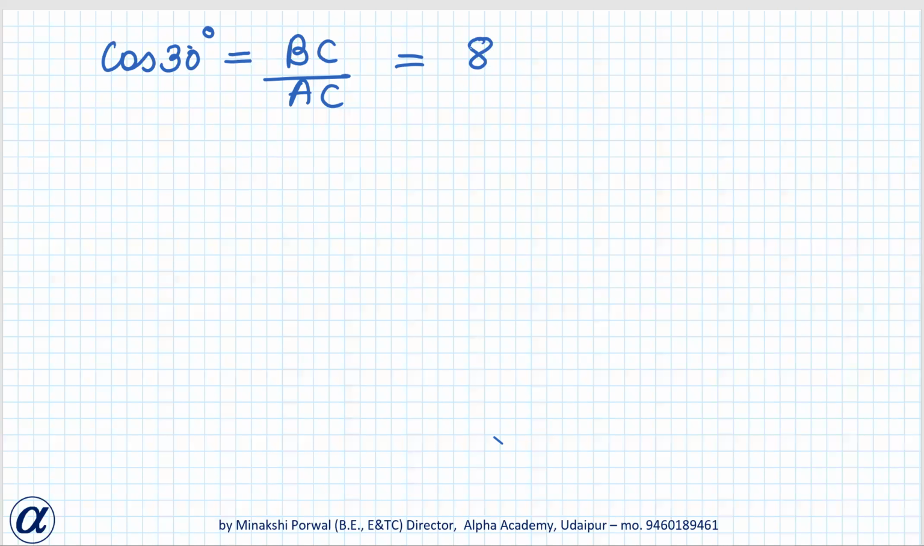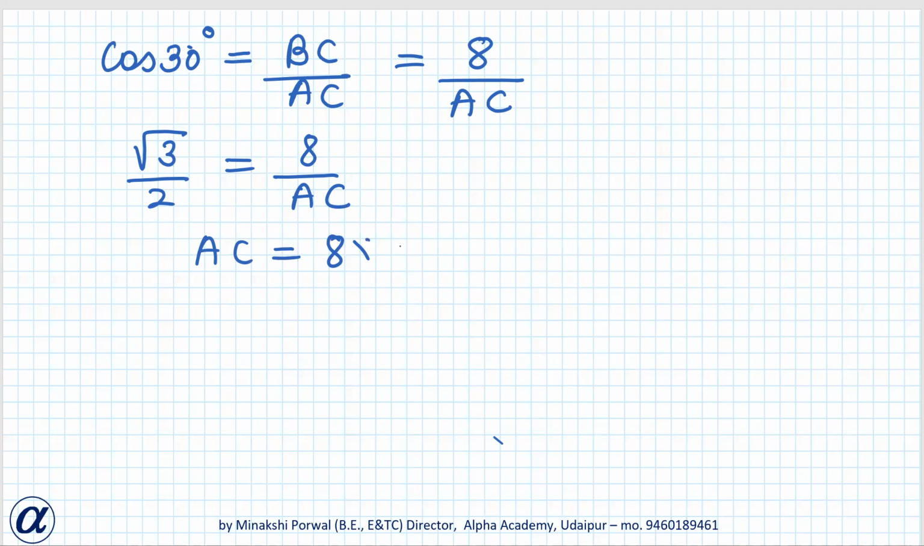BC is 8, AC we don't know. Cos 30 is root 3 by 2 equals to 8 by AC. Okay, so AC equals to 8 into 2 upon root 3. That is equal to 16 upon root 3.